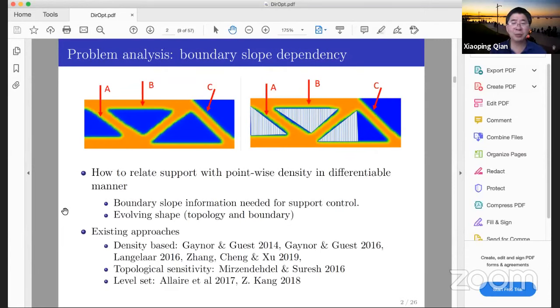There has been a lot of work in this area, including Jamie Gast and Langelaar and Professor Cheng, as well as our colleague, Suresh, and including level set-based approach from Alair and Professor Kang Zhang. And there are many other works in this area. I know I have left out some important contributions. But in all this work, we're assuming a fixed orientation. But we know this support structure depends on orientation.